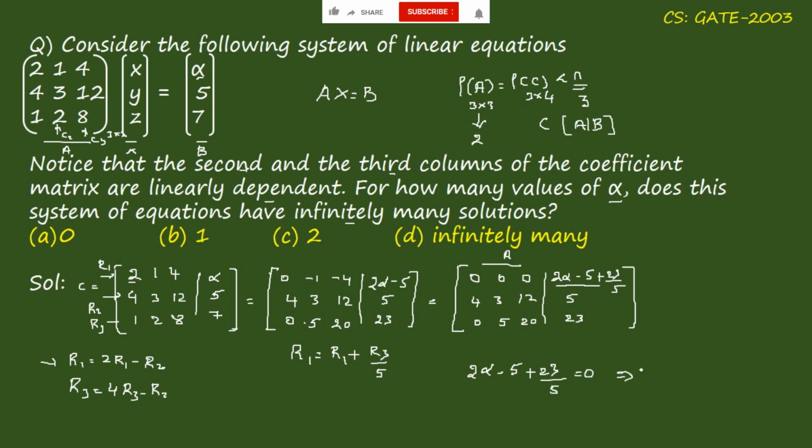So if you take the LCM, then it becomes 2 alpha plus 23 minus 25 by 5, right? Then 2 alpha is equal to 2 by 5. The 2 gets cancelled, then we get alpha is equal to 1 by 5. When alpha is equal to 1 by 5, we can say that it has infinitely many solutions. So for how many values of alpha is this there? Only for one value of alpha we get this particular situation, right? So the answer is option B.